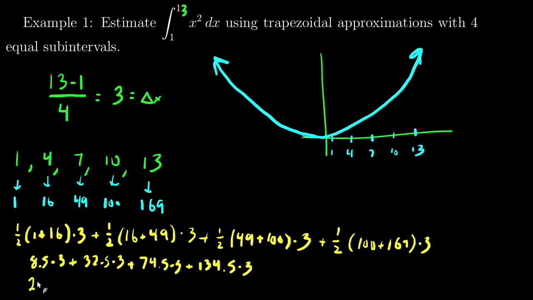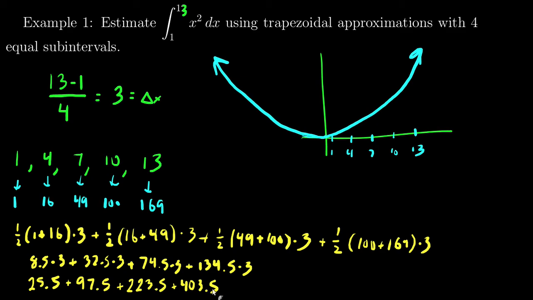And then I'll go through and do the multiplication. 8.5 times 3 is 25.5. 32.5 times 3 is 96 plus 1.5, so plus 97.5. 74.5 times 3: 70 times 3 is 210, 4 times 3 is 12, so 222 plus 1.5 is 223.5. 134 times 3 is 402, plus 1.5 is 403.5.